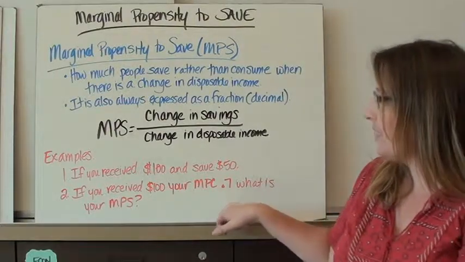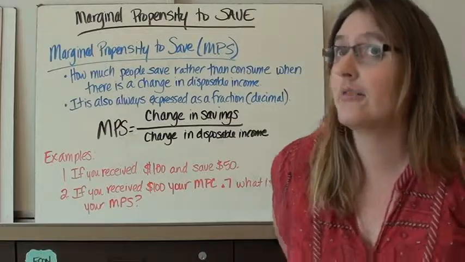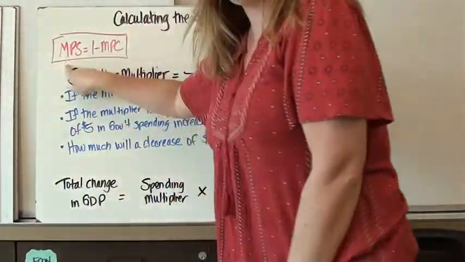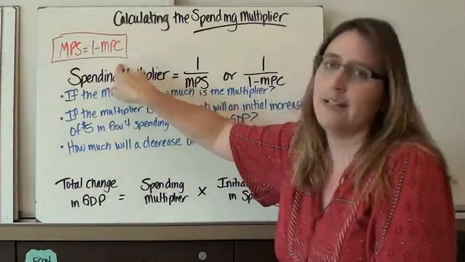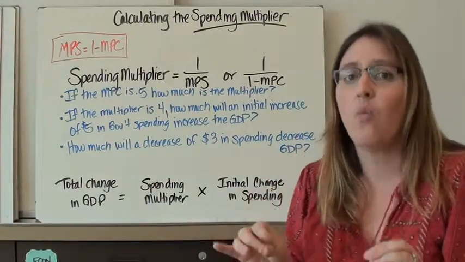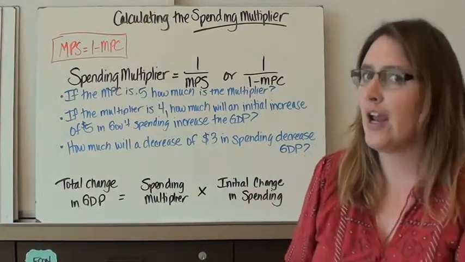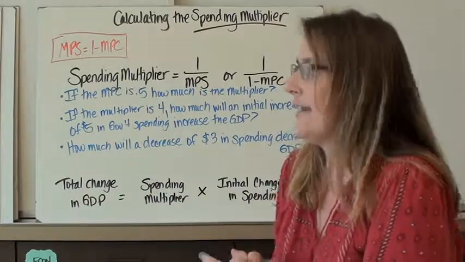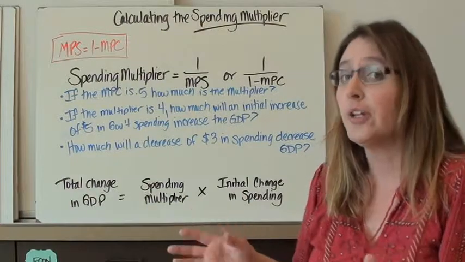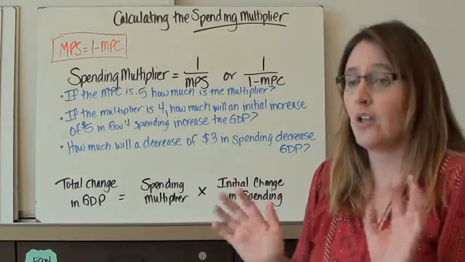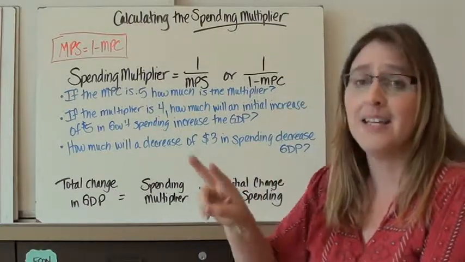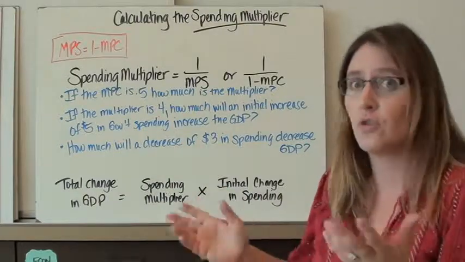So it's very key to note that MPS is 1 minus MPC. If you add MPC and MPS together, they equal 1, because you can either save or spend in economics. There is no other choice. You're either going to spend it all or you're going to save it. Even if you're burning it, we consider that saving. If you're not spending it, then we consider that saving it. So MPC and MPS added together always equal 1, because those are your only two choices.